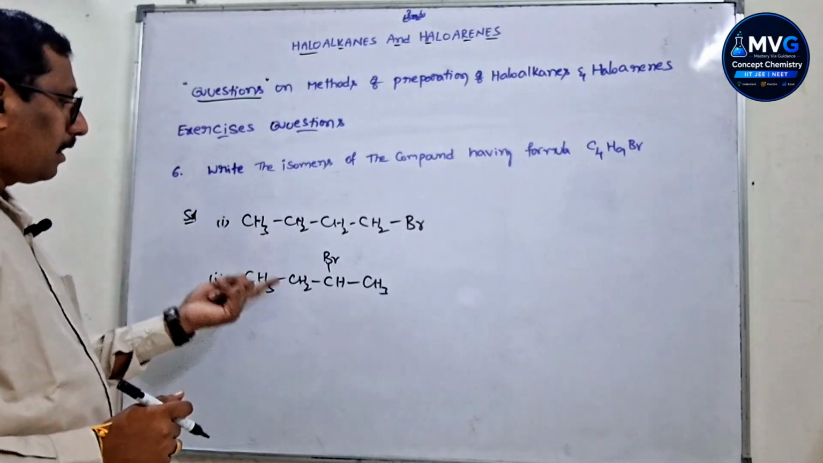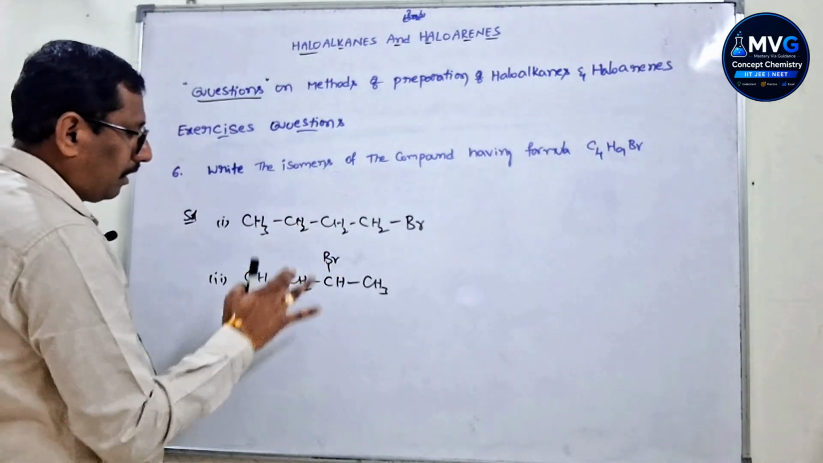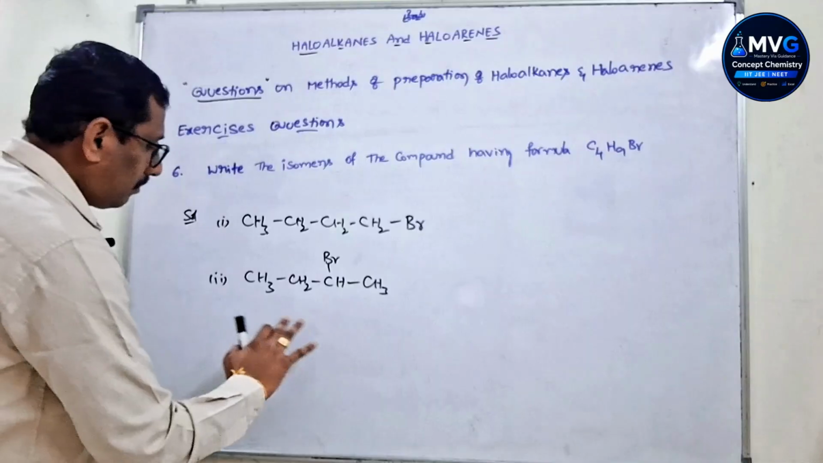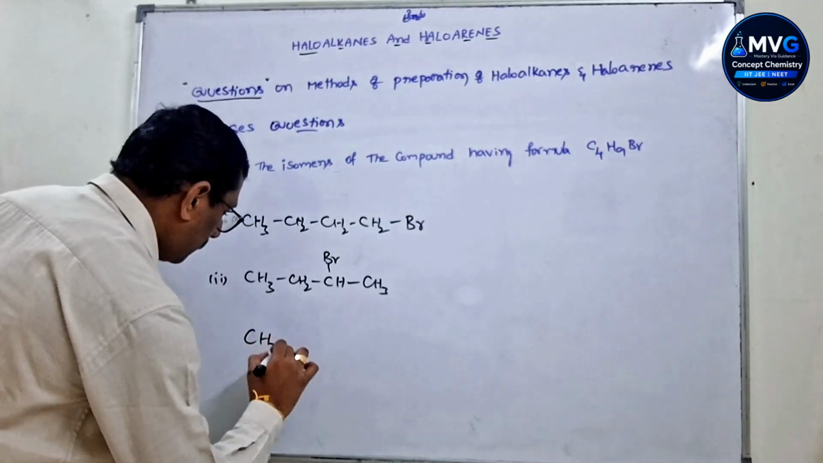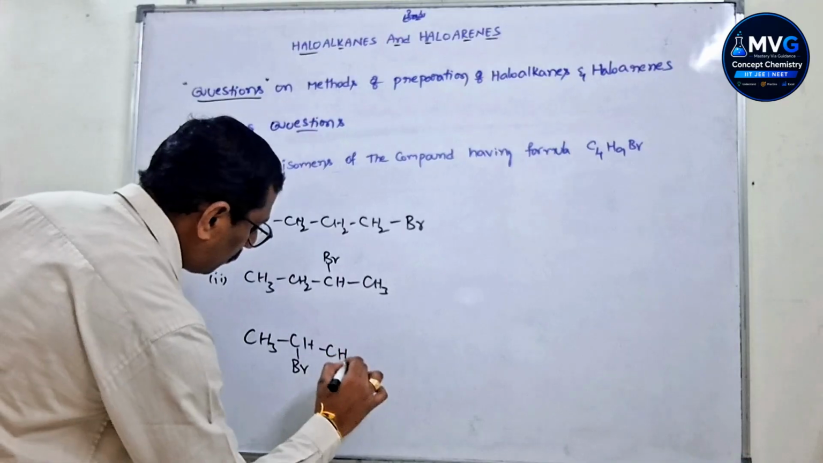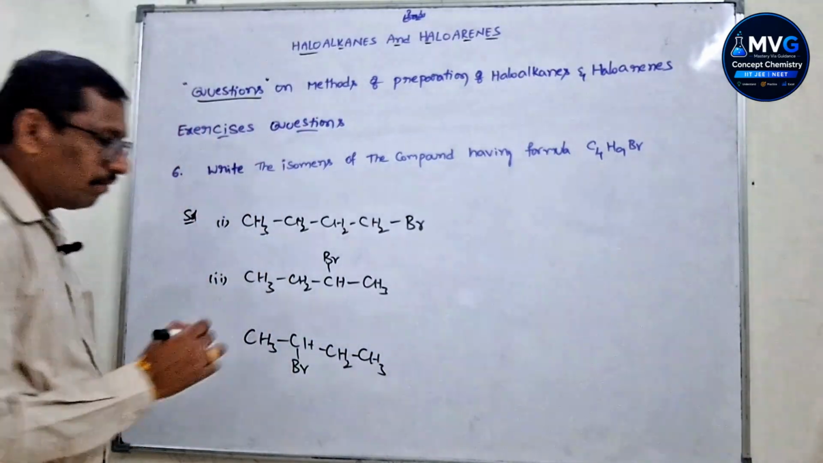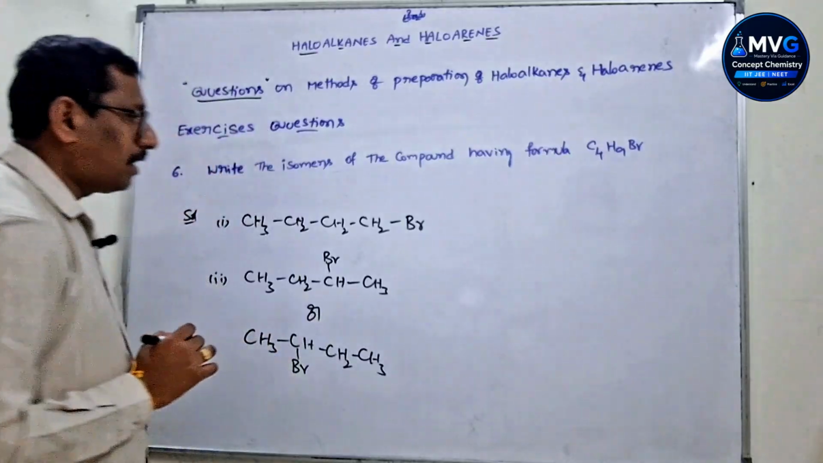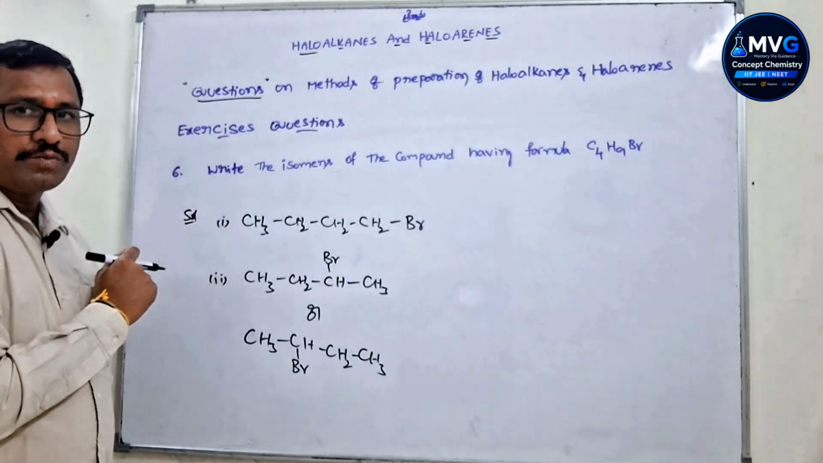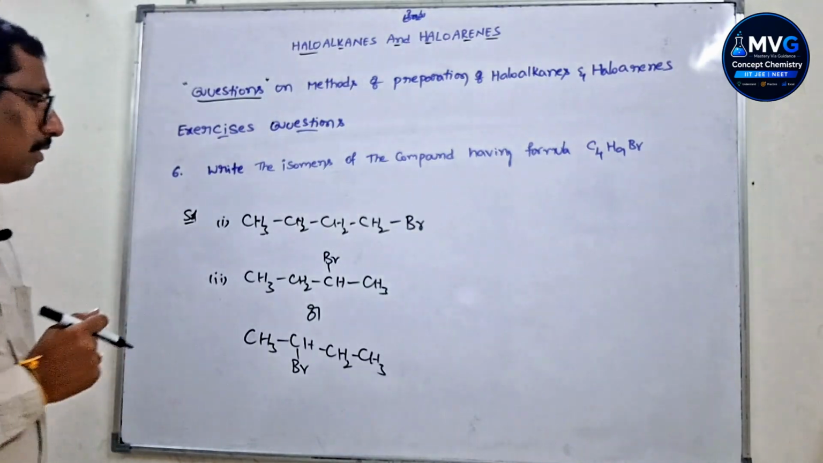This side, here or here, both are same only, no? Here or here, same. Again, if you write one more structure, CH3, CHBr, CH2, CH3, both are same only, no? Either this one or this one, both are same only. Or this one or this side, same. Okay, only 2 possible products will come, students. Please write down, students.